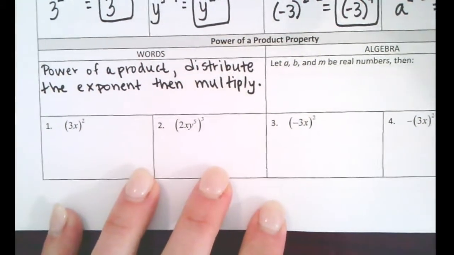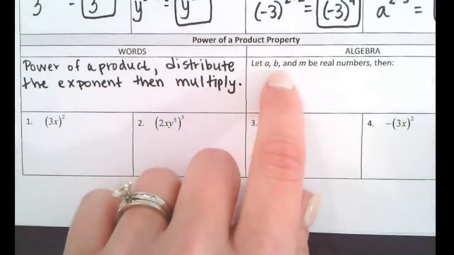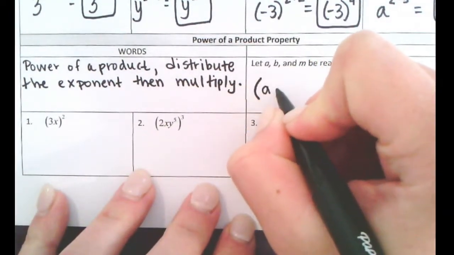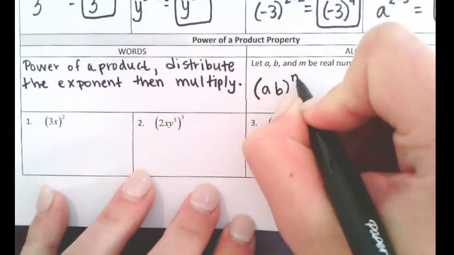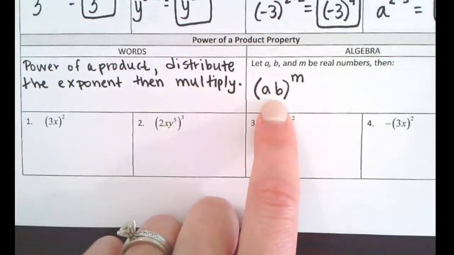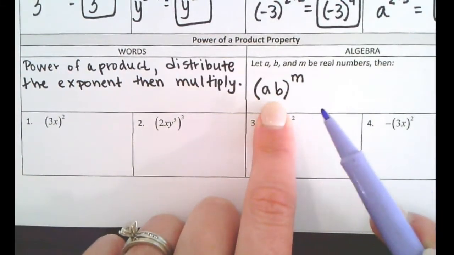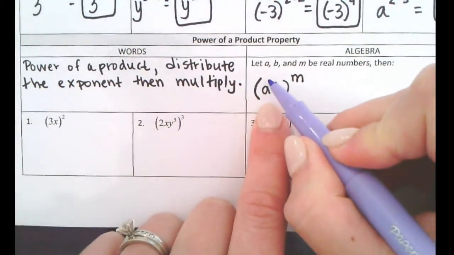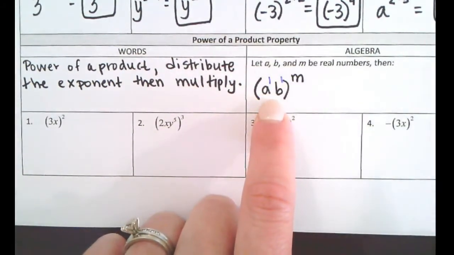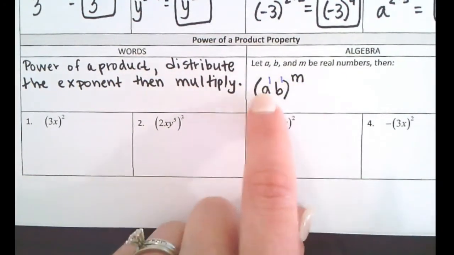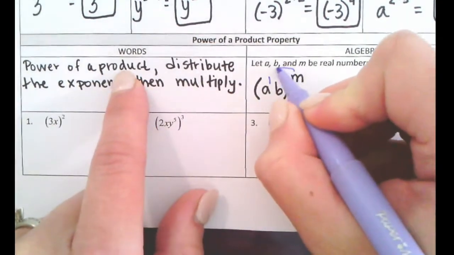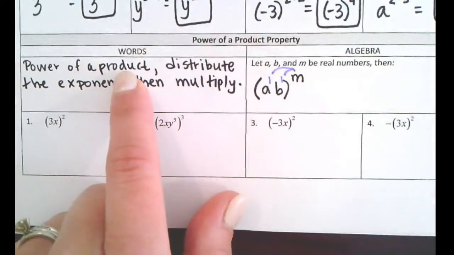So algebraically, I'm going to start with a, b, and m. If I had in parentheses a times b, all raised to the m power. When I distribute this one, notice there's no exponent on a or b. However, since there's no exponent present, these do have understood ones. So if I have a power raised to something multiplied, or a product, the first thing I do is distribute the m to both of those.